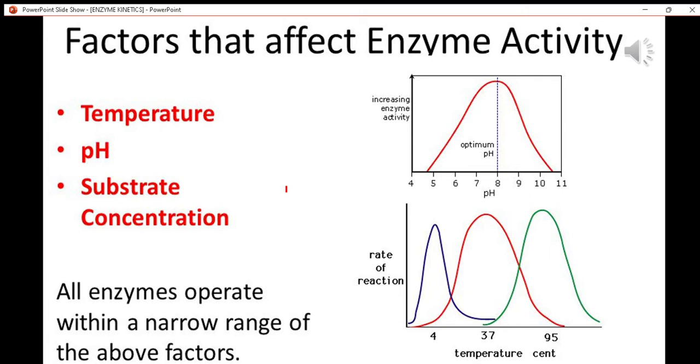Usually, temperature, pH, and concentration of substrate are the three major factors that affect activity of the enzyme. Apart from that, presence or absence of any inhibitor and sometimes salt concentration are the other factors that may affect the activity of an enzyme.